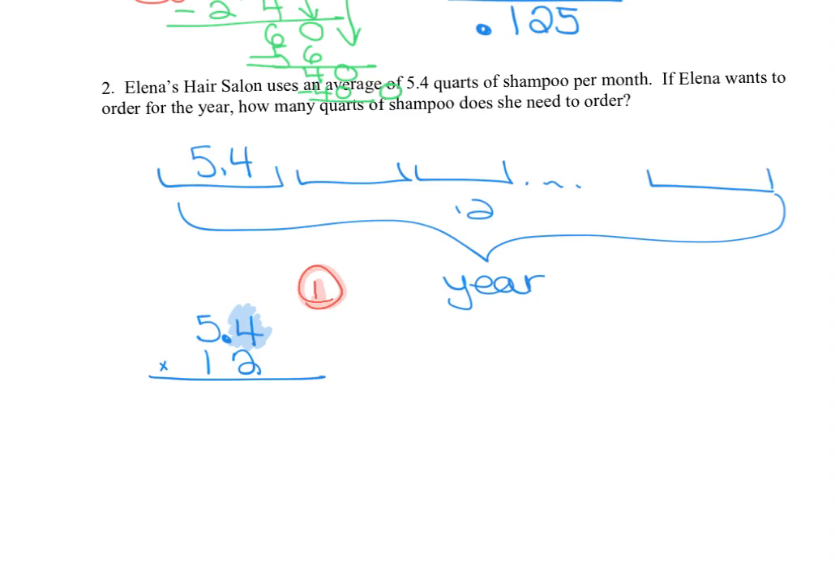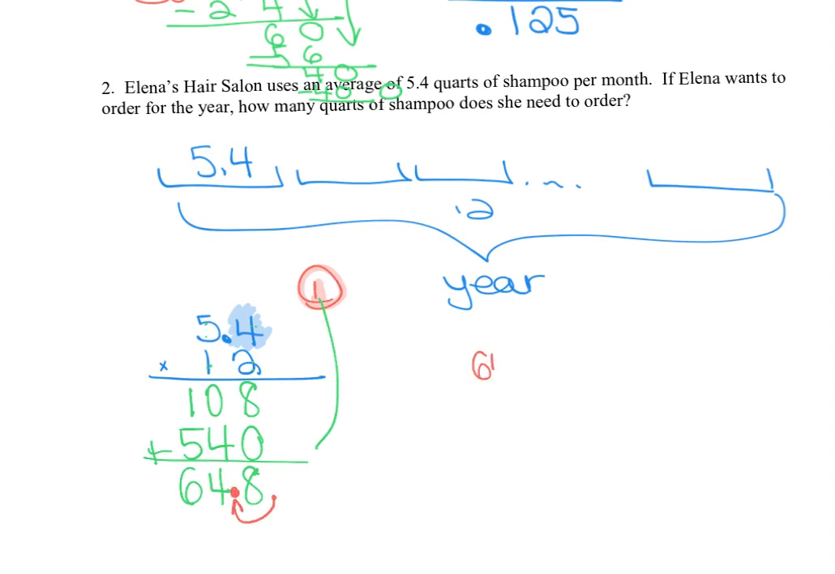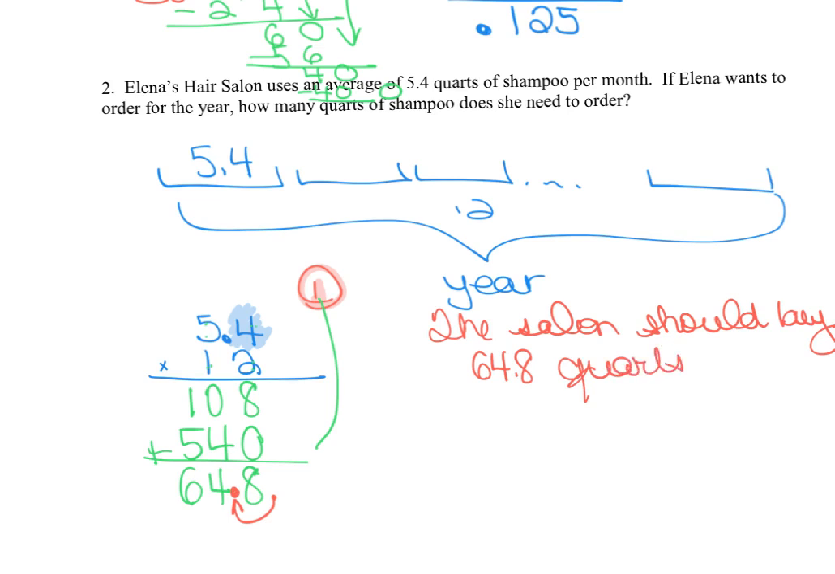Excuse me. So 2 times 4 is 8. 2 times 5 is 10. Placeholder of 0. 1 times 4 is 4. 1 times 5 is 5. I add 8, 4, 6. I place my decimal and move it once, and I get 64.8. So the salon should buy 64.8 quarts for the year.